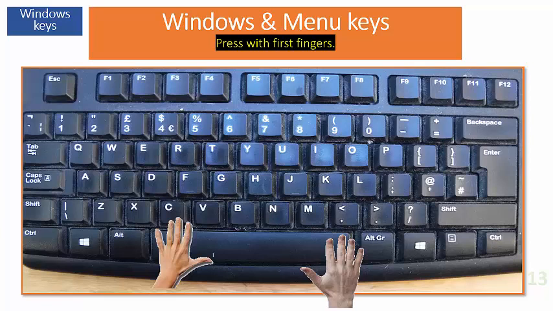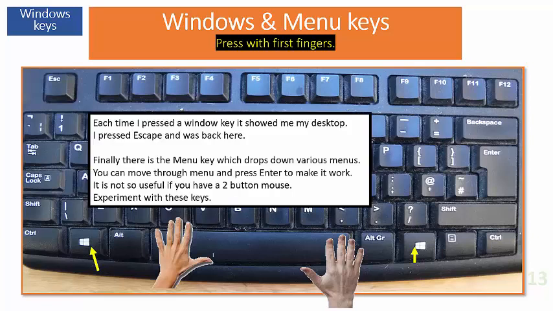Now, press with the first fingers. That's Windows 1 and Windows 2. Each time I press Windows key, it showed me my desktop. I pressed Escape and was back here.